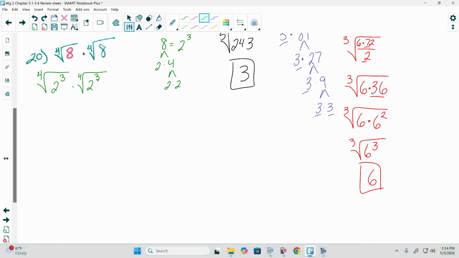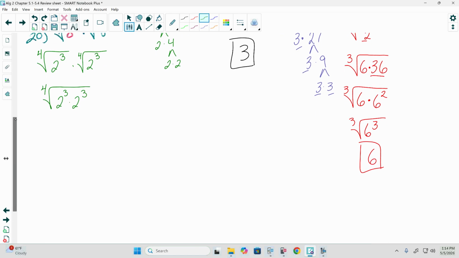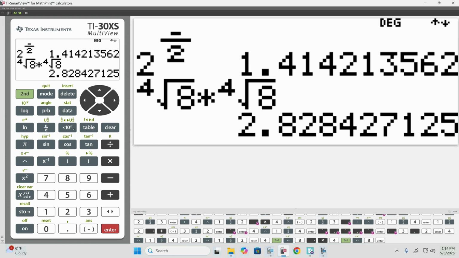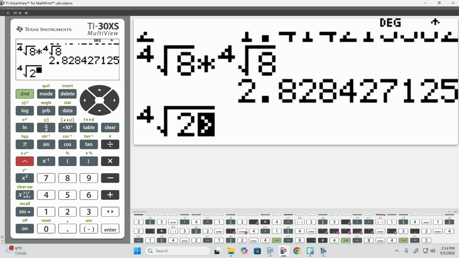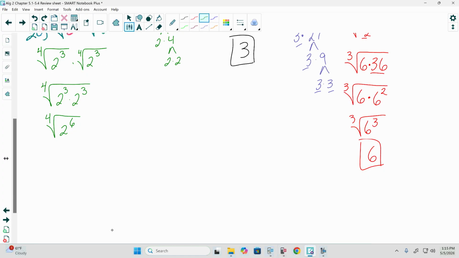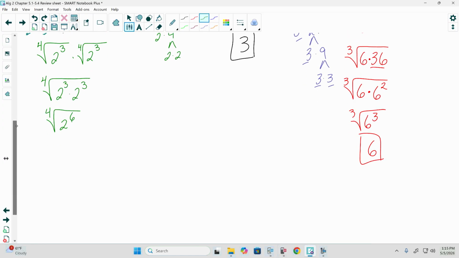When we multiply like radicals, we can rewrite them as one radical with what's inside being multiplied. When we multiply like bases, we add the exponents. So really, we're looking at the 4th root of 2 to the 6th. And at this point, if I wanted to check and make sure I still have the same value as our starting problem, we do. Questions on number 20 so far?